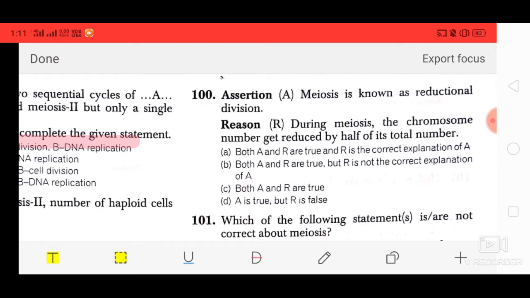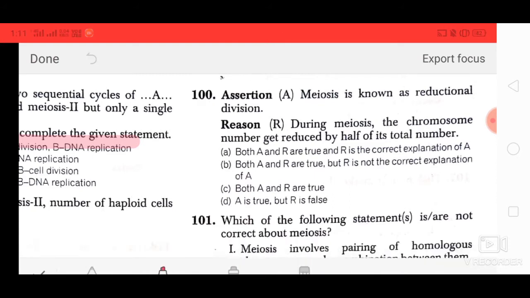Option A: both assertion and reason are true, and the reason is the correct explanation of the assertion. B: both assertion and reason are true, but the reason is not the correct explanation of A. And the correct answer of this question is option D, that is, the assertion is true but the reason is false.